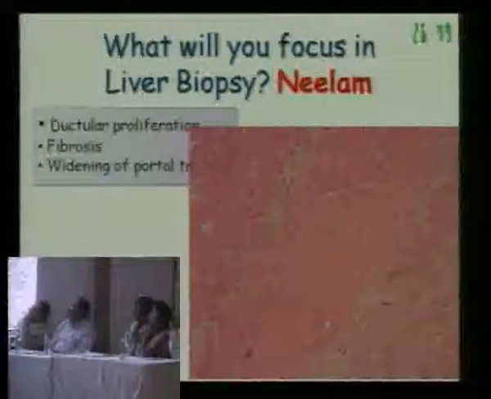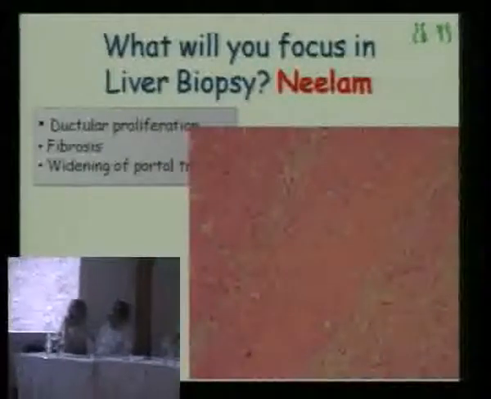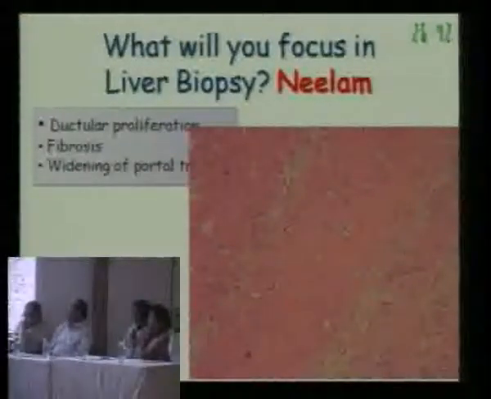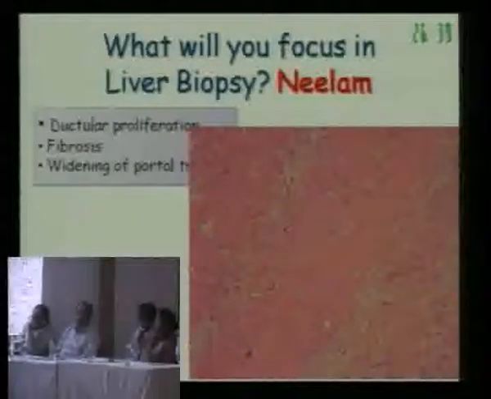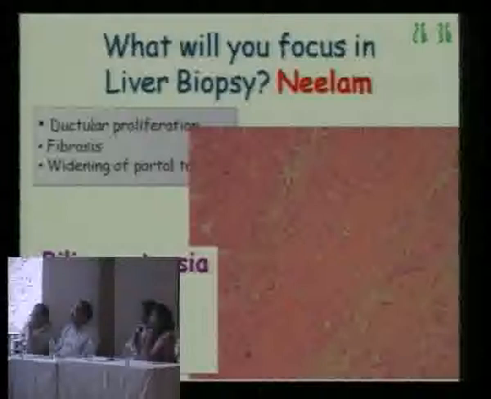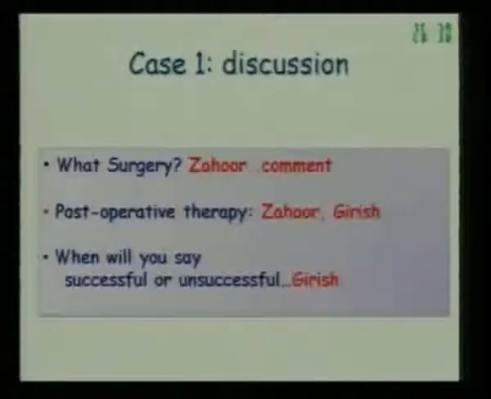What is your accuracy rate for pre-laparotomy liver biopsy in biliary atresia in your center? At our place, in our data, more than 350 cases we just analyzed, it was 96% that we were able to get with this. Good. So this child has biliary atresia: pale stools, not sick, ultrasound features, and biopsy suggests biliary atresia.